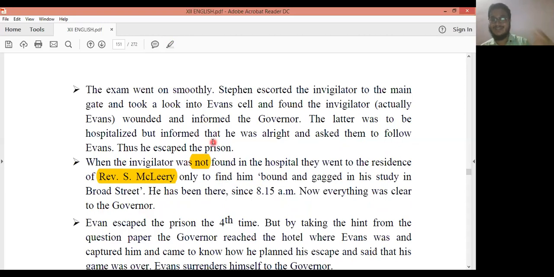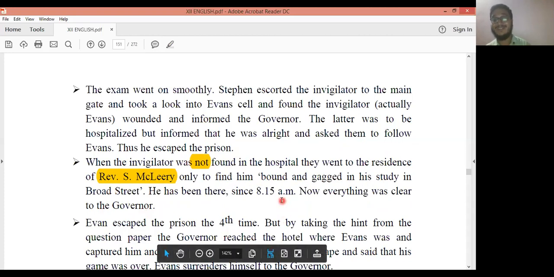They went to the resident only to find him bound and gagged in his study in Broad Street. Means he was fixed there with all the study material, books and other stuff, and he has been there since 8:15. Students, at 8:30 the situation started.